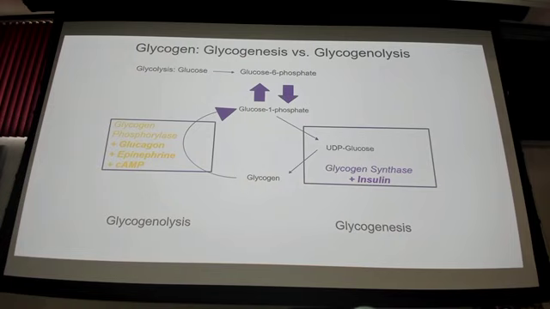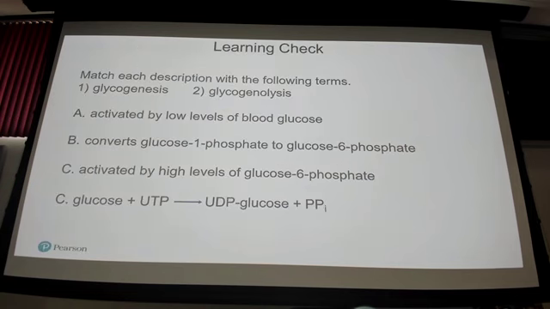So what's the enzyme for glycogenolysis? Phosphorylase. Anybody? Glycogen phosphorylase. An enzyme for glycogenesis? Okay. Any questions? All right.